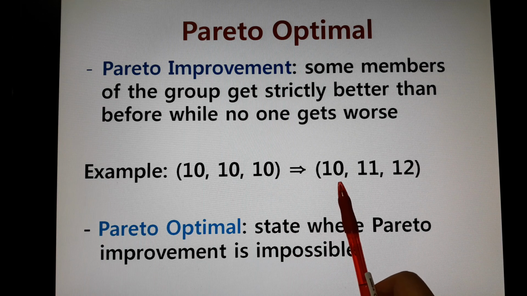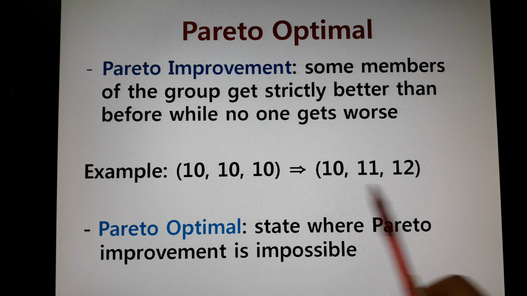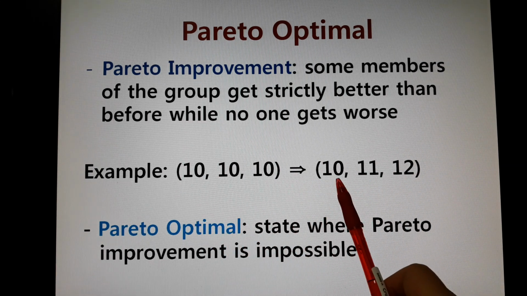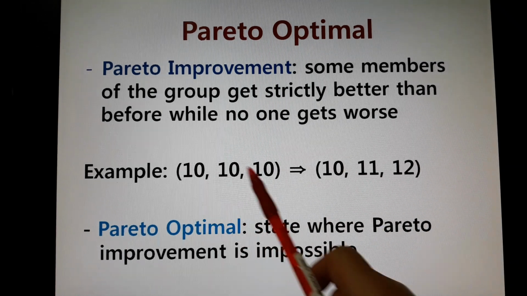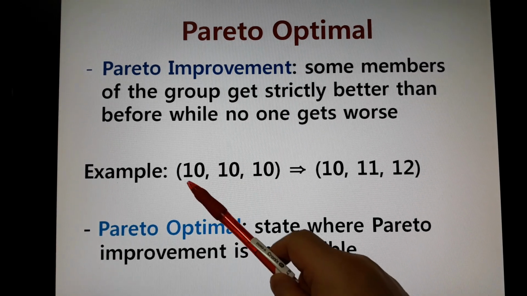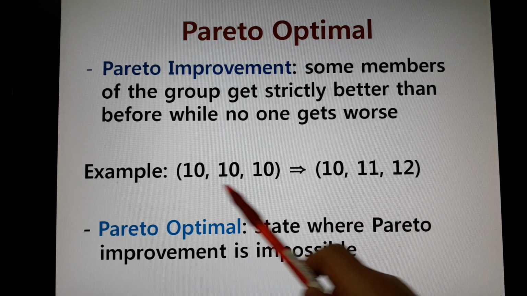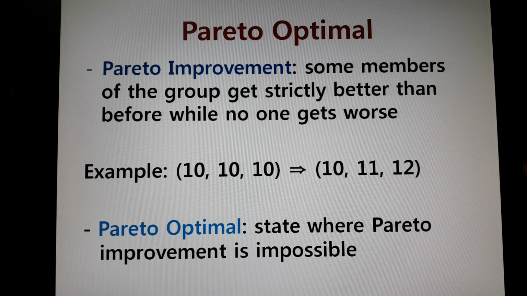The first person, however, remains the same. This is Pareto improvement. What if it's instead of 10, 11, 11, 11? Then everybody gets better. That's also Pareto improvement. So either everybody gets strictly better than before, or nobody gets worse and some people get better. That's Pareto improvement.